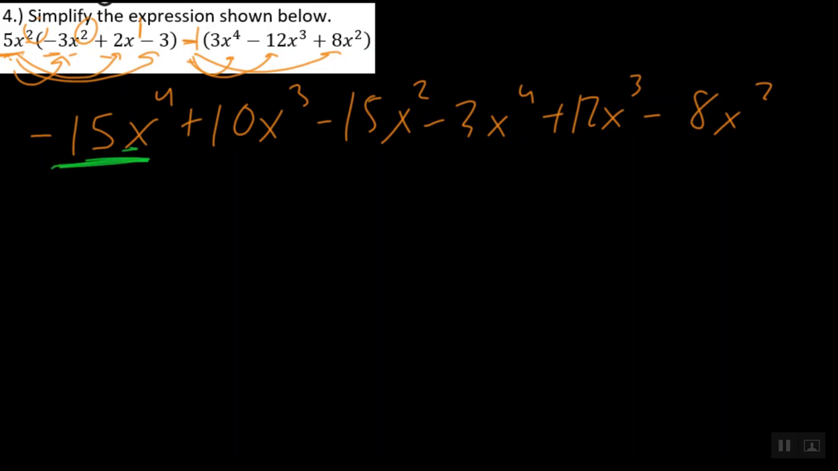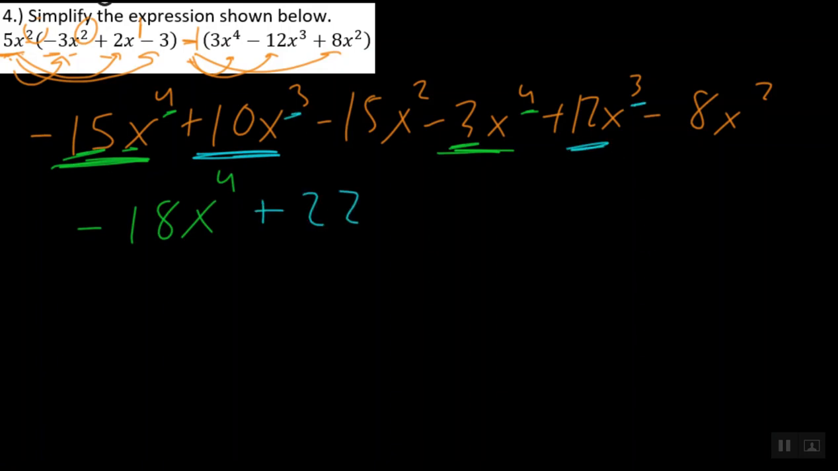So I see this x to the 4 here, and I see this x to the 4 there. So I just add or combine my coefficients. Negative 15 minus 3 is negative 18x to the 4. I see my 10x to the 3. I see my 12x to the 3. Well, 10 plus 12 is 22x cubed. And right here I see my negative 15x squared and my negative 8x squared. Of course, this will be negative 23x squared.